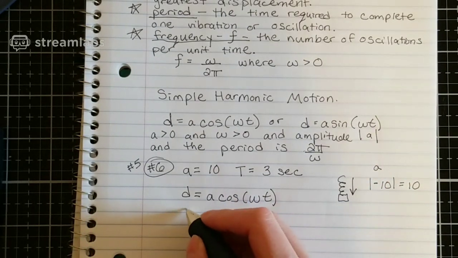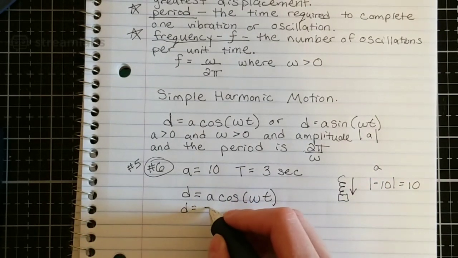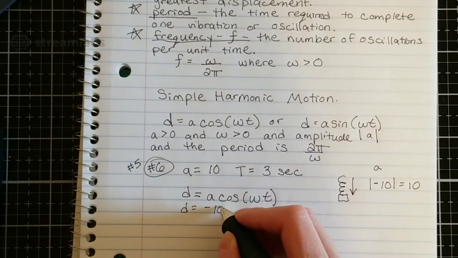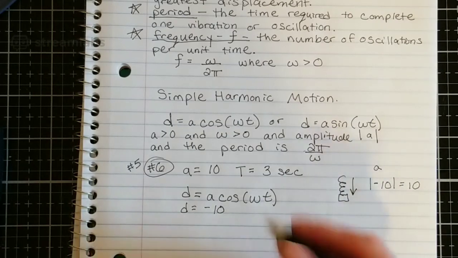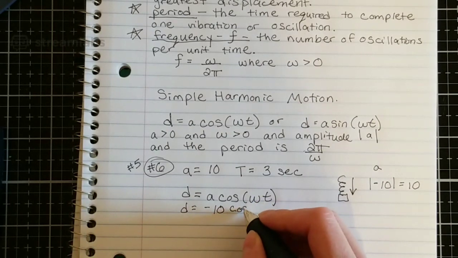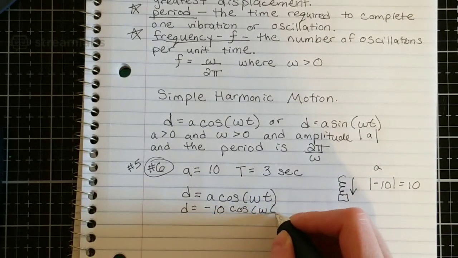So far we have d equals -10 because the weight's pulling down. We want to talk about the down motion of the coil, not it going up. cos ωt.